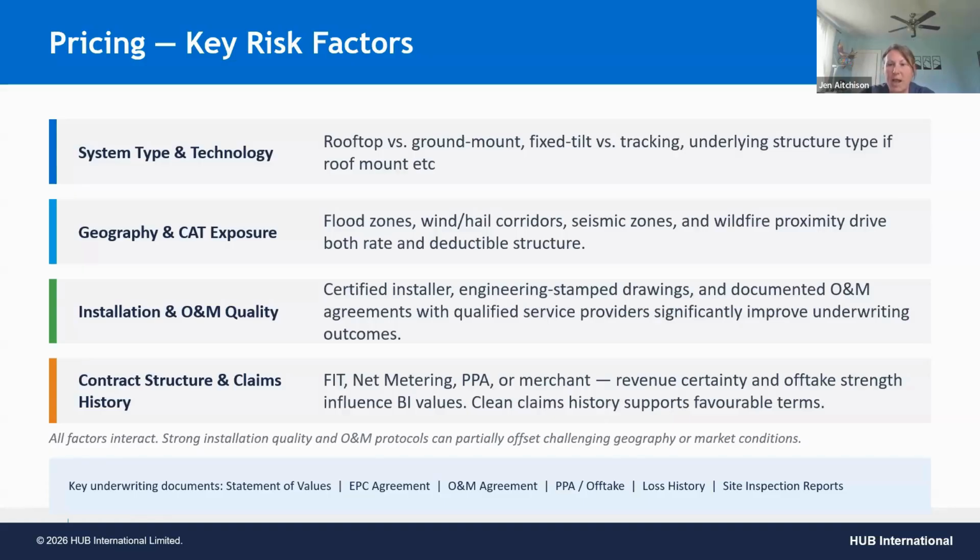The geography and cat exposure. So cat refers to natural catastrophes. So we're really paying close attention to hail zones, wind, flood, wildfire proximity. Of course, in the BC area, wildfire and quake are a big concern. So seismic zones, and then looking at rate and deductible structures. So where you're exposed and the value of the installation, if you're doing large scale, like utility installations, making sure that you're working with your insurer early on where this is and how you're constructing.